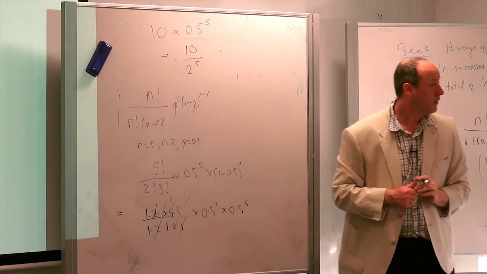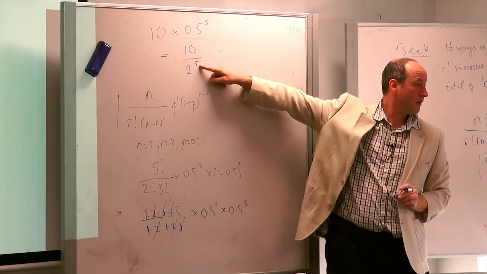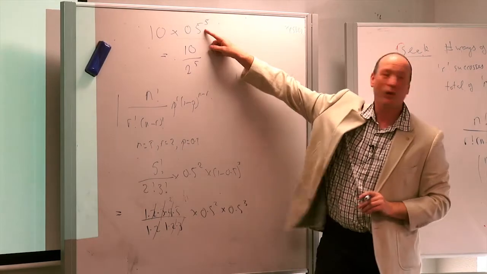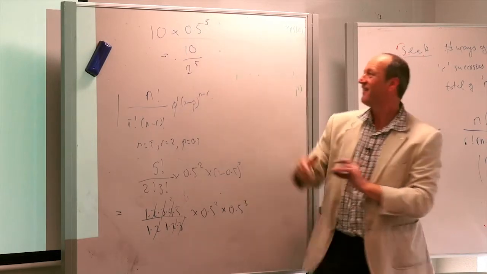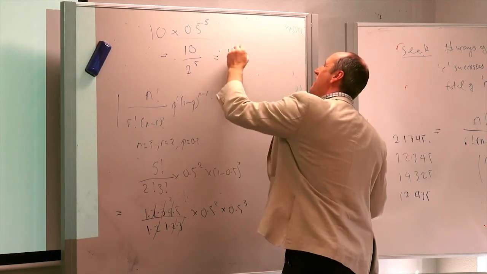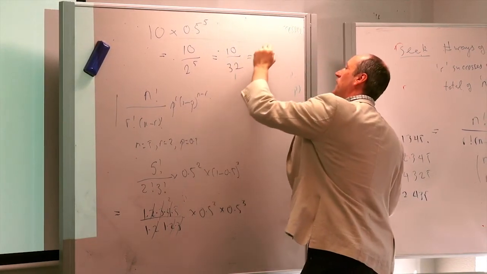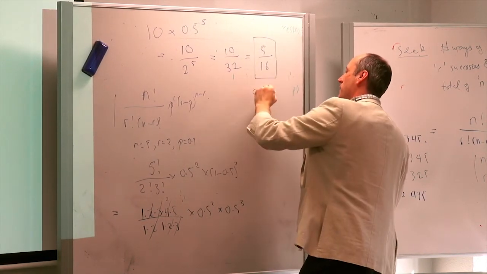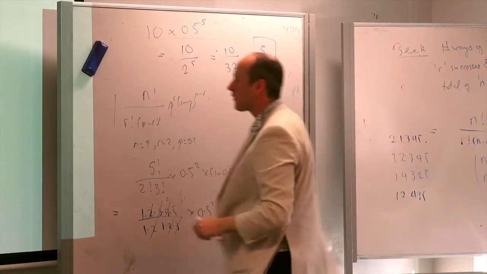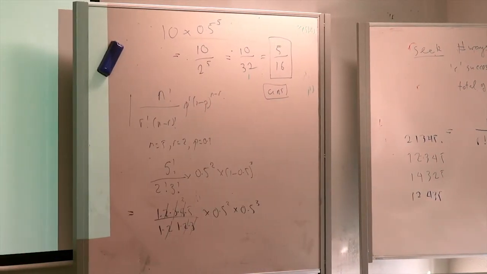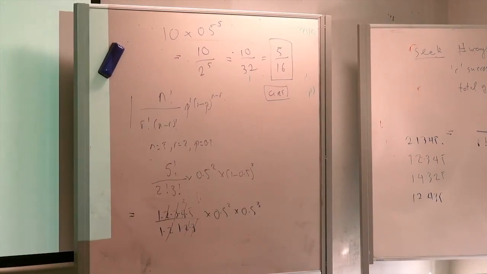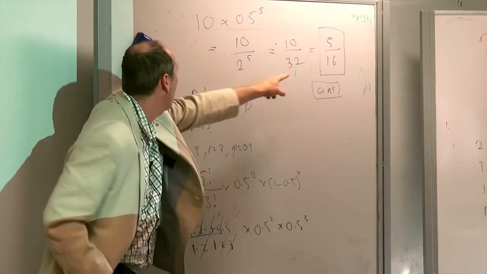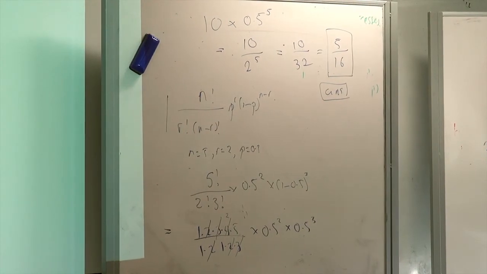You happy with that? Sure. Yeah? You happy with 0.5 being a half? Sure. Yeah? Stop me if you're not. 10 over 32, which equals 5 over 16. And that's my answer. So what we've done is evaluate the binomial distribution for n equals 5, r equals 2, and p equals 0.5, coming out to be that.